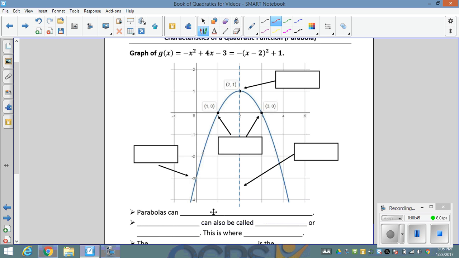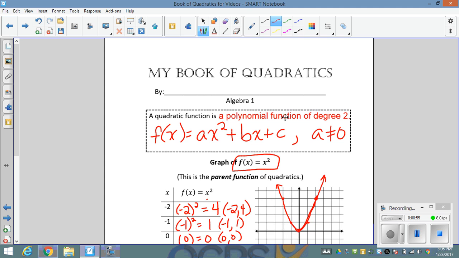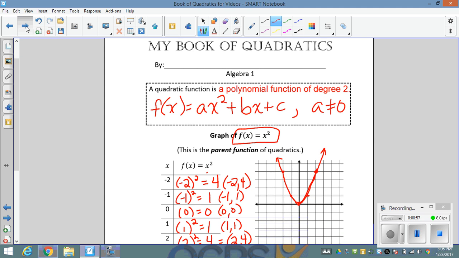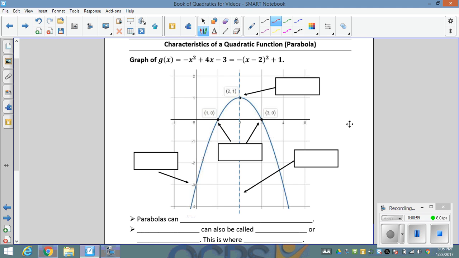So a couple of things about parabolas. First of all, parabolas can either open up or open down. So notice this one opens down, whereas if I look at my parent function, it opens up. So parabolas can open up or they can open down.